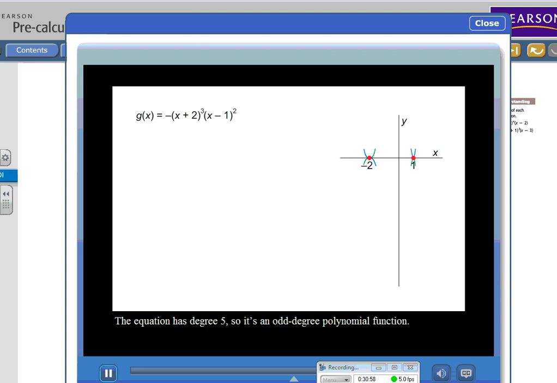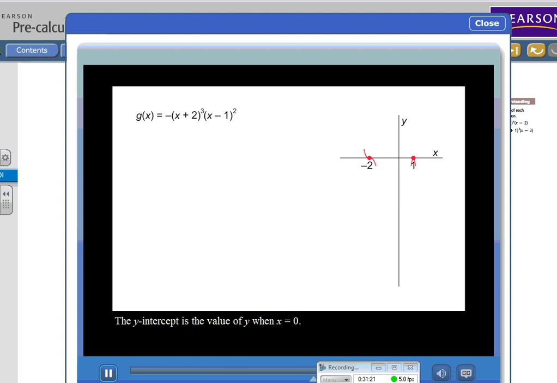The equation has degree 5, so it's an odd degree polynomial function. The leading coefficient is negative, so as x approaches negative infinity, the graph rises, and as x approaches infinity, the graph falls. This means that the graph rises to the left like this, and falls to the right like this.